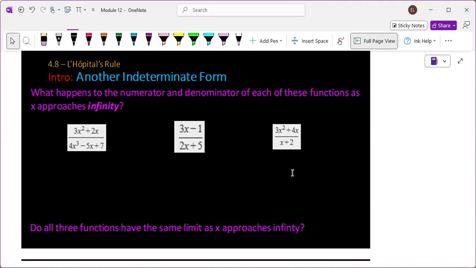All right, so now these, we're asking what happens as x approaches infinity? So if we actually graph these three things, they do very different things as we continue to the right. So the top, as x goes to infinity, goes to infinity. The bottom also goes to infinity. And in fact, we're going to get that for all three of these.